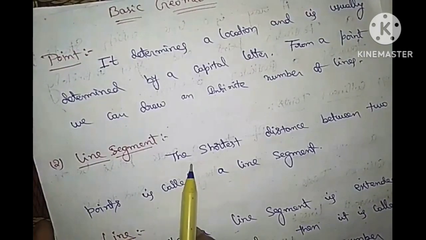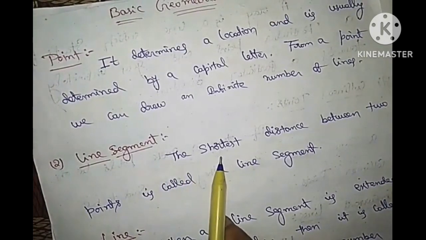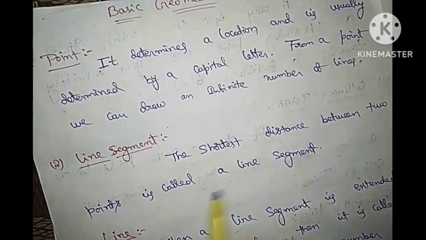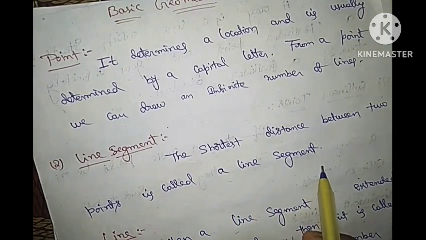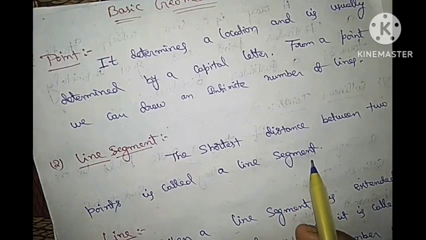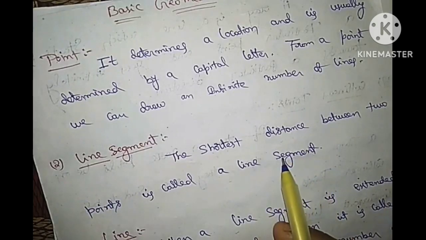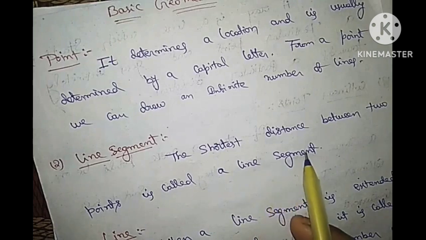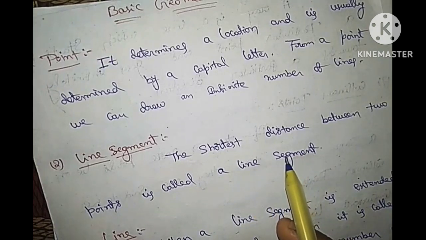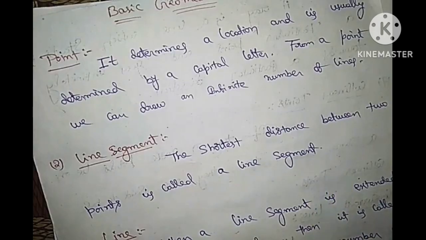Next, we have discussed a line segment. Line segment, what is it? The shortest distance between two points is called a line segment. If two points are there, and by joining them we draw a line, then we call it a line segment. The shortest distance between these two points, which we have drawn by joining them, will be called a line segment.